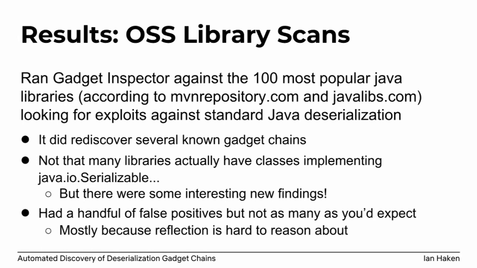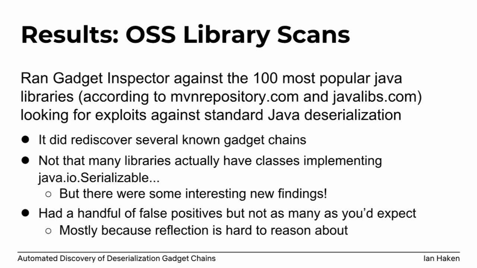So it did rediscover several known gadget chains. So that's good. That means it's actually finding things I know it should find. So thumbs up. It's doing something useful. It turns out that not that many open source libraries actually implement classes that implement Serializable. It's not that popular these days to use the ObjectInputStream, but there were a few new things that fall into that class, so I'm going to talk about those.